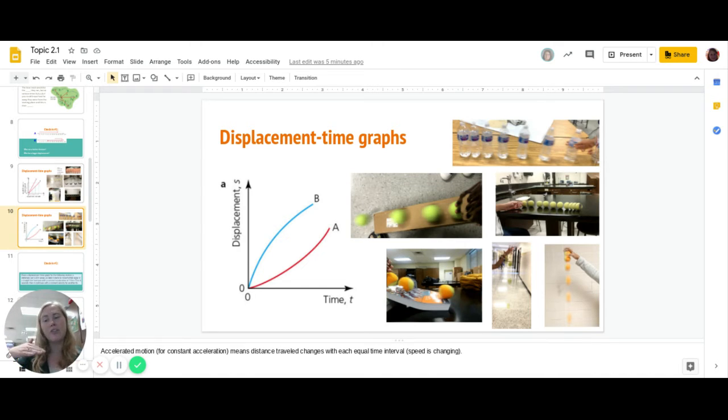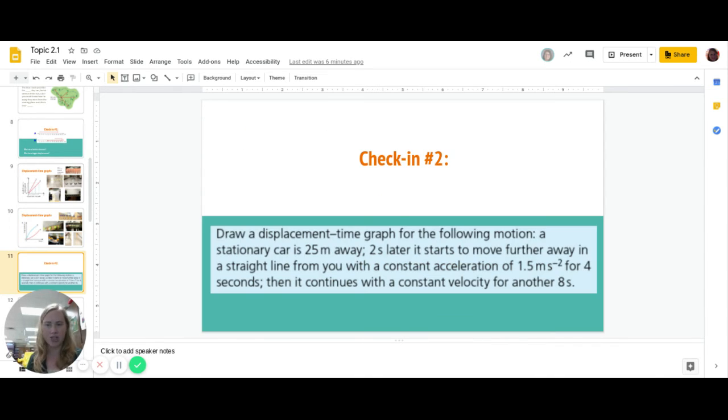Now, if you have a curving line, that means that the motion is changing in some way. So for example, all of these objects show something either speeding up or slowing down. And so if something is curving upwards, you're having an increasing speed. And if you're having something curving downwards, you're having a decreasing speed. So before we go on, double check that you can draw one of these graphs using this motion.